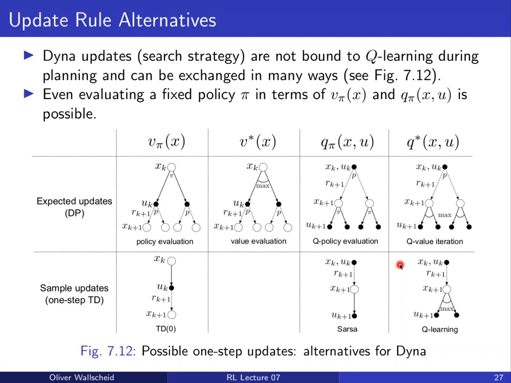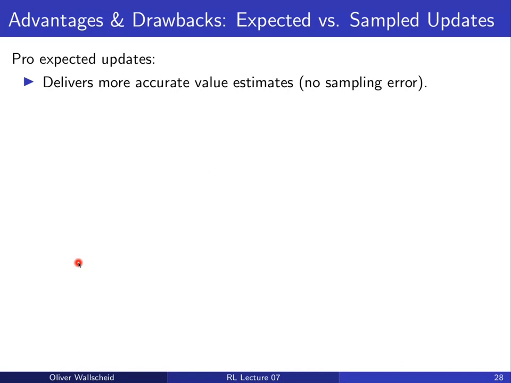7.12. Another important difference, which we will discuss in the next two or three slides, is that, of course, for one goal, for example, for getting the optimal Q value, we could implement sample-based updates or expected updates, and this is of course an interesting degree of freedom. So what could be the pros and cons for expected and sampled updates?